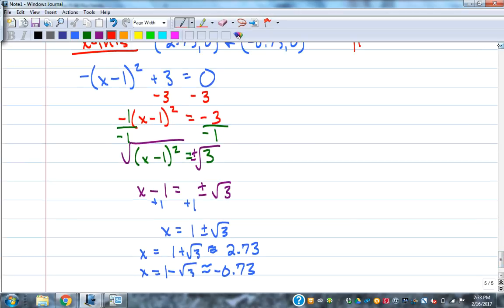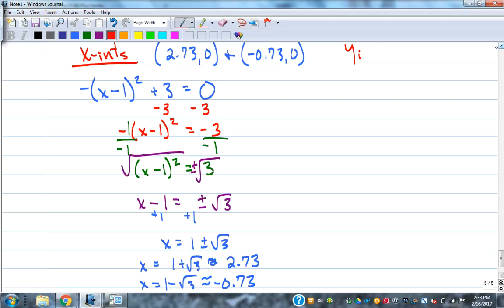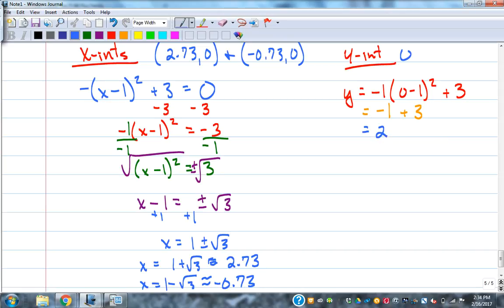So how do we find a y-intercept? Well, put a 0 in the place of x. That's right. So y equals -1 parentheses 0 minus 1 squared plus 3. So it'd be -1 plus 3, which is 2. The y-intercept is at 0, 2.